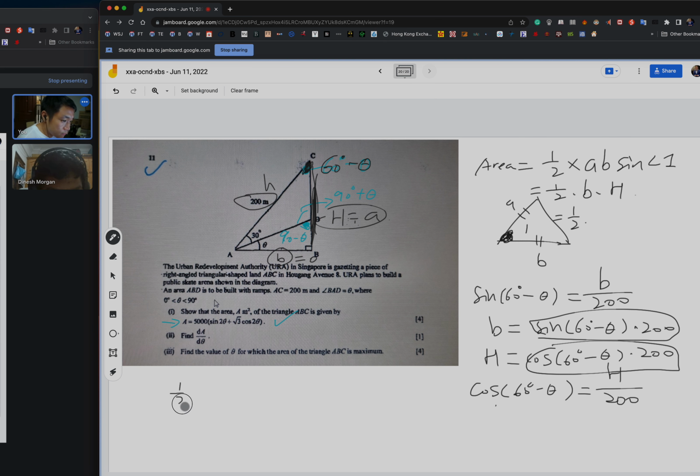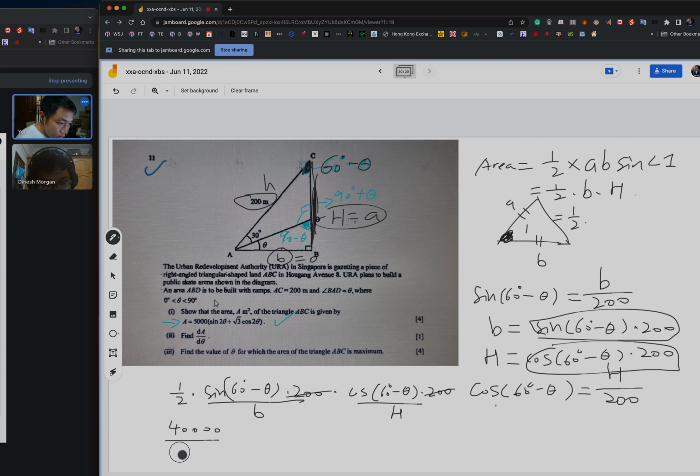So it's half times sine 60 minus theta times 200 times the cosine, because this is my base, and this is going to be my h. So this one will give you 40,000 over 2. So you have sine 60 minus theta, cosine 60 minus theta, right?